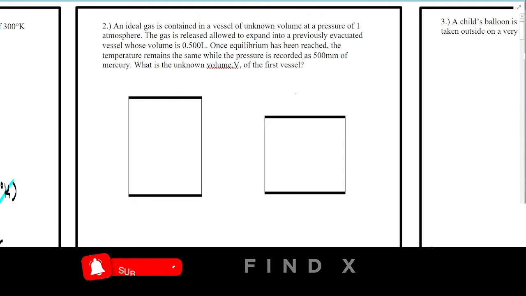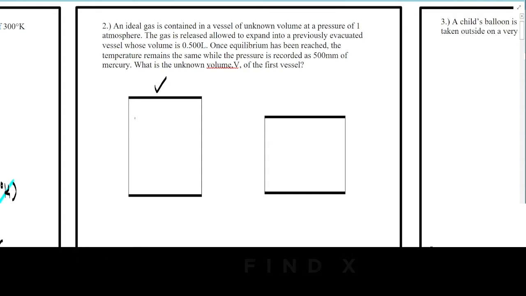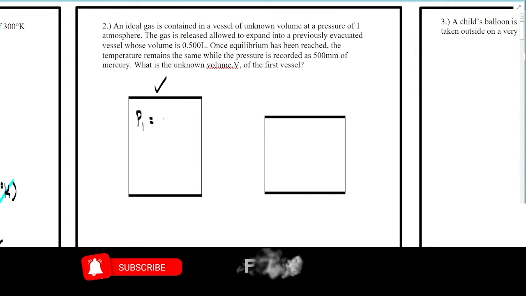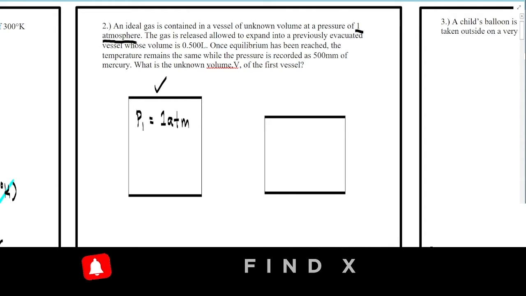I already have here two vessels, as you can see, and so what happens here is, let's say that this is our first vessel. This is where the gas is originally from. So let's write down the givens that we have. We have the first one, which is the pressure P1, which is 1 atmosphere, right?